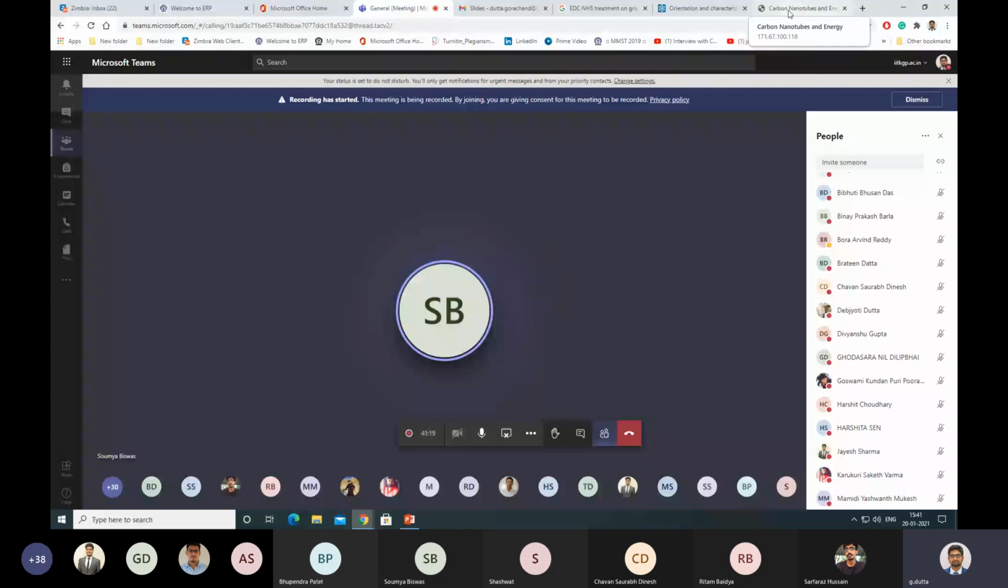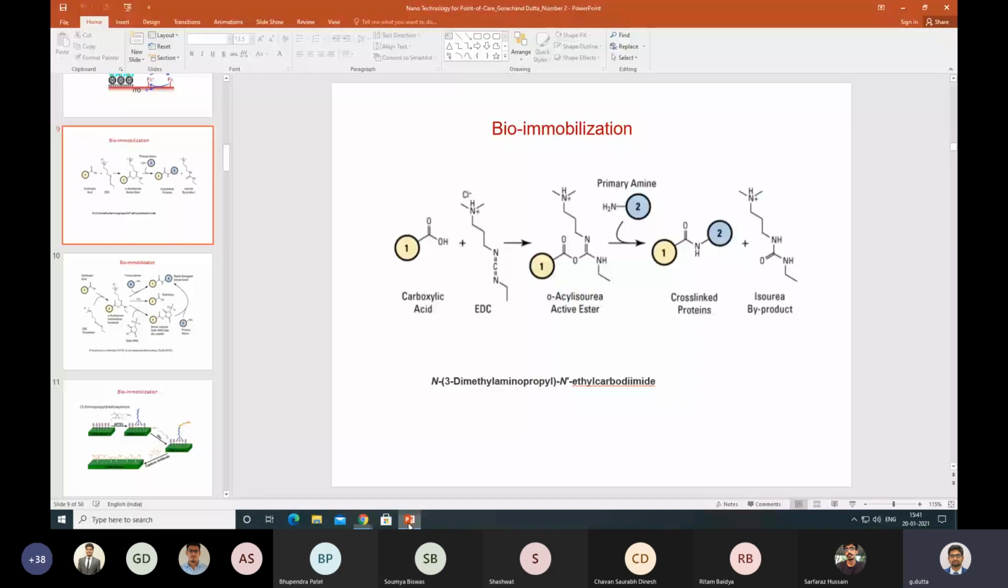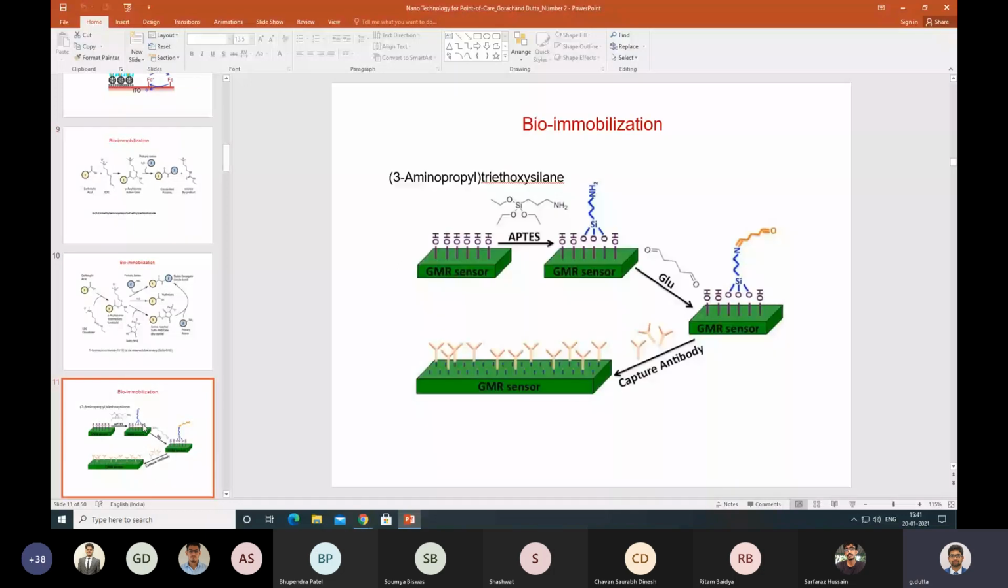As I said, you can make the COOH group on the surface. At the same time, we can make the amine group also on the surface. So how can we make the amine group on the surface? This is the way. Like APTES, one chemical. The full form is 3-aminopropyl triethoxysilane.